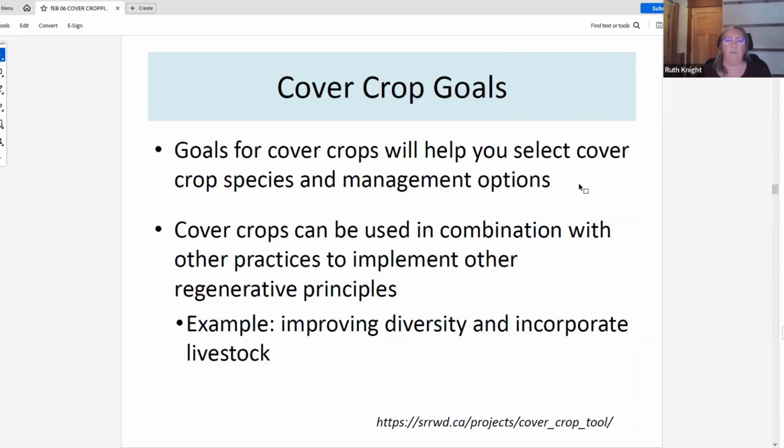So with cover crops, the goals will help to select the species and the management options, and they can be used in combination to implement other regenerative practices. So if you're looking to incorporate livestock as well as improving diversity, they're complementary, and that's helpful in terms of selecting the cover crop species.